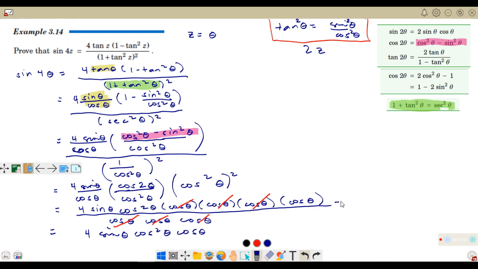Again, this part here is skippable. Hindi ko kailangan makita to sa solution nyo. I only showed this to you, the expansion, so that you will understand how we came up with 4 sine theta, cosine squared theta, cosine theta. Okay? Since wala na tayong space, tayo ay mag-adjust.